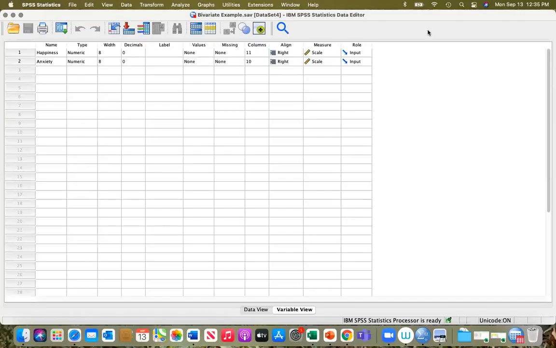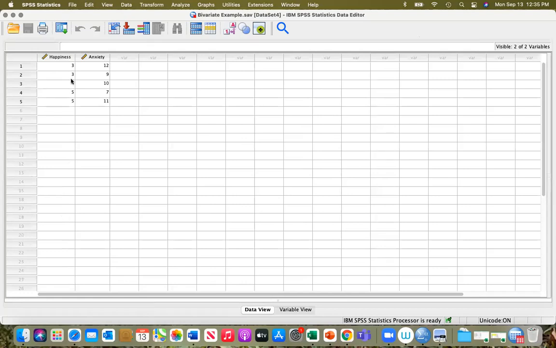Okay, so I've created the variable view for happiness and anxiety. They're both up here. The names are up here. The decimals are set at 0. There's no values to add because this is continuous data, but the measurement should be set to scale. So what we do next is we can go down to data view. And this is how the data would look. This is the same data that I gave you for the other table, that happiness for participant 1 was measured at a 3, and their anxiety was a 12, and then it goes down with the other 5 participants.